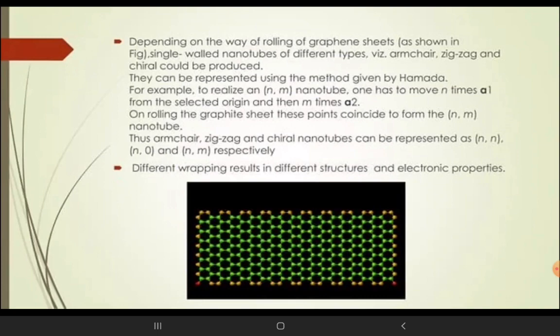For example, to realize an (n, m) nanotube, one has to move n times a1 from the selected origin and then m times a2. On rolling the graphite sheet, these points coincide to form the (n, m) nanotube. Thus, armchair, zigzag, and chiral nanotubes can be represented as (n, n), (n, 0), and (n, m) respectively. Different wrapping results in different structures and electronic properties.